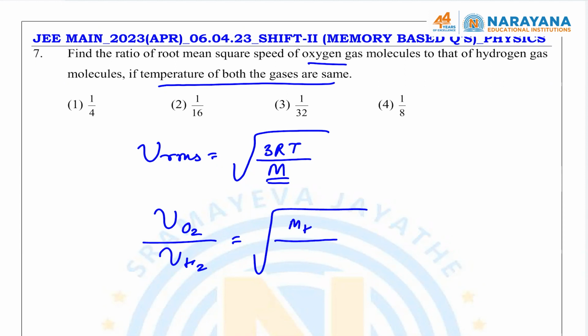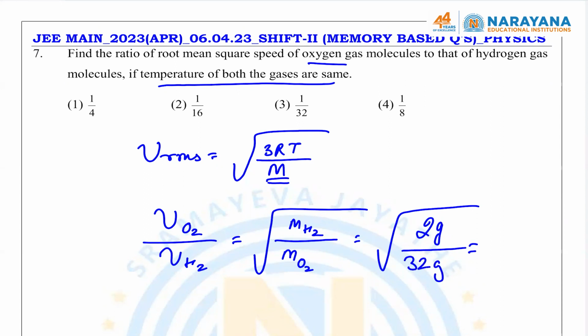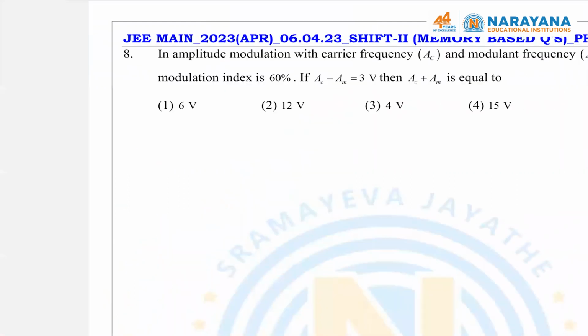Molecular mass of hydrogen will be on the upper side, and downstairs I'll have molecular mass of oxygen. The molecular mass of hydrogen gas is 2 grams and molecular mass of oxygen is 32 grams. I should have taken in kg, but since this is a ratio, it will cancel out. So 1/4. So the answer is 1/4. Option 1 is the correct answer. That was a straightforward question. Let's move on to the next question.